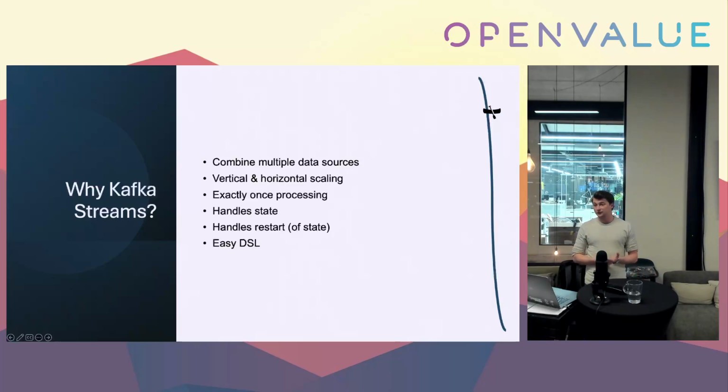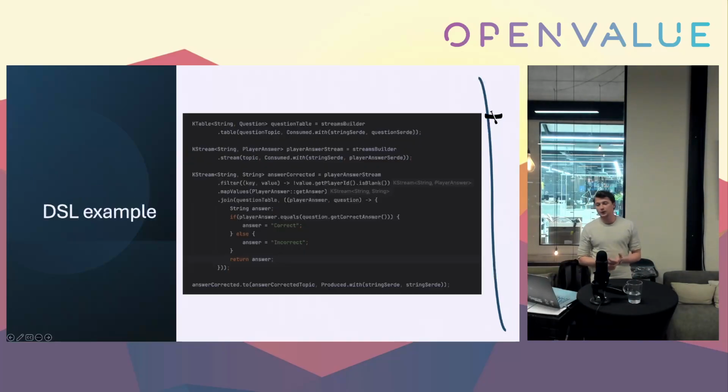It can handle state for you, which can be really a pain, but Kafka can restore state and actually be very fast with state. It can handle the restarts, also restart of states on different machines. And it has actually a quite easy domain-specific language which will feel familiar to Java developers because it looks quite a bit like Java streams. So what does that look like?